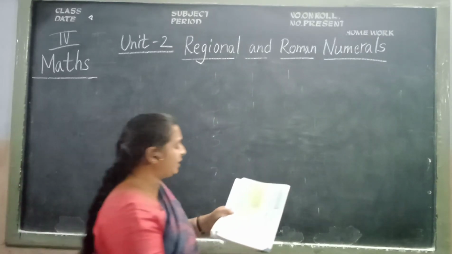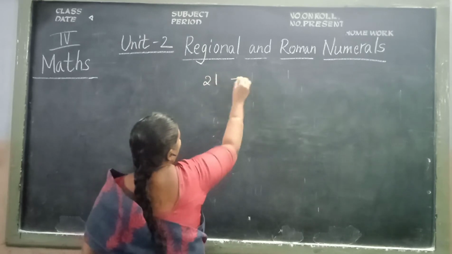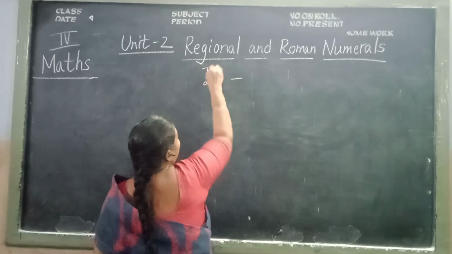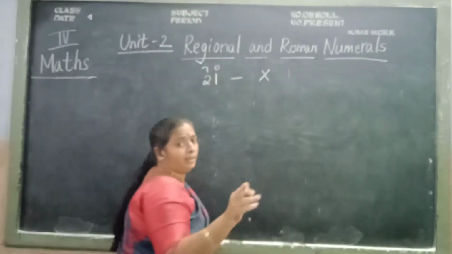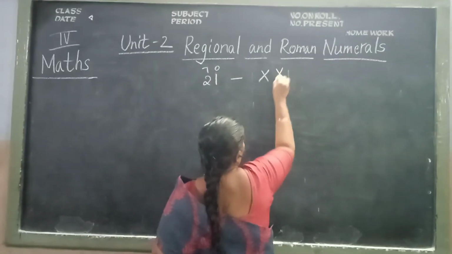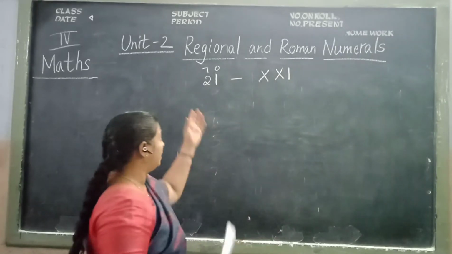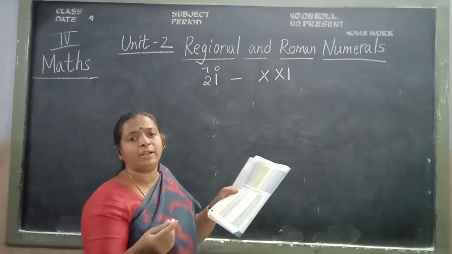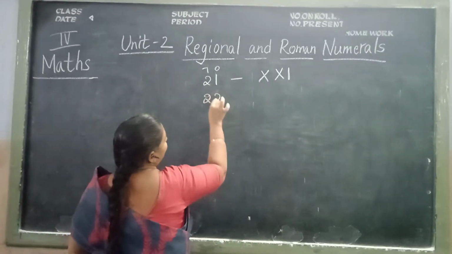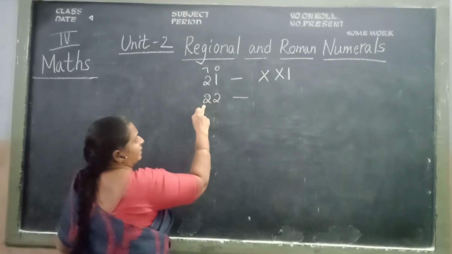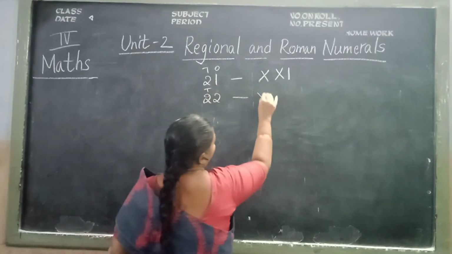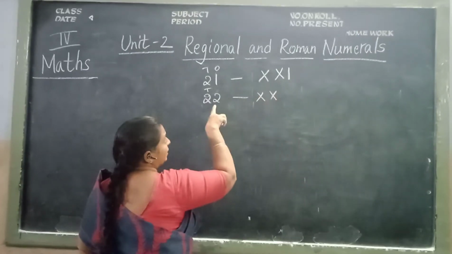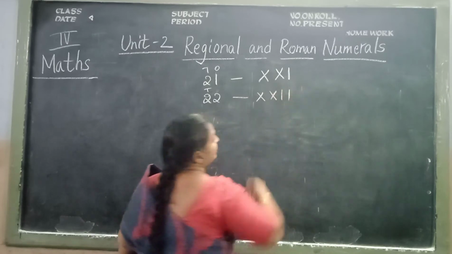See, children, from 21. See, children, 21. Here, 2 tens are there. How do we present 10? X, children. See, children, this is the Hindu-Arabic numeral and the Roman numeral. Like this, they have presented from 21 to 50. See, children, some I will show you. 22: 2 ones, 2 tens. 2 tens means again we should write XX. 10, 10. 10 plus 10 is 20. 20, and again here 2. This is the presentation.